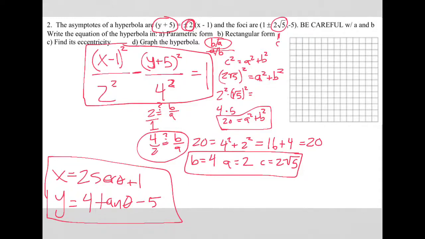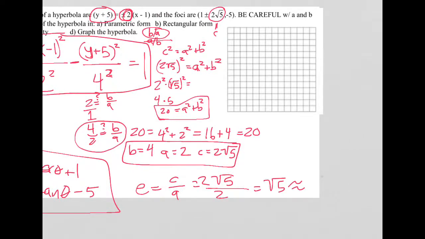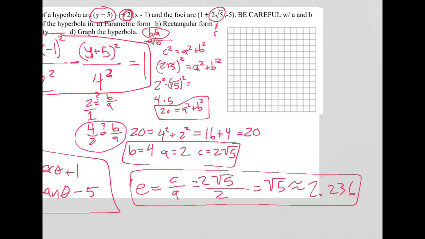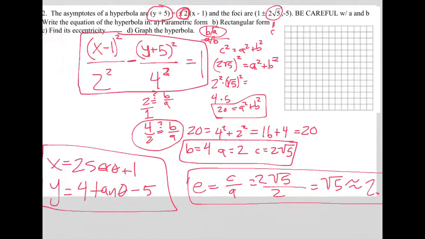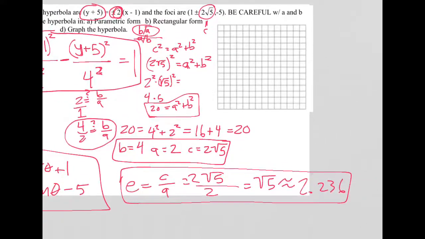So we want to find the eccentricity, which again is just c over a, which means it is 2 root 5 over my a value of 2, which means it is just the square root of 5, which is roughly 2.236. So there's that. Found my eccentricity. Got both forms of the equation. So last thing I need to do is sketch the graph of this hyperbola.